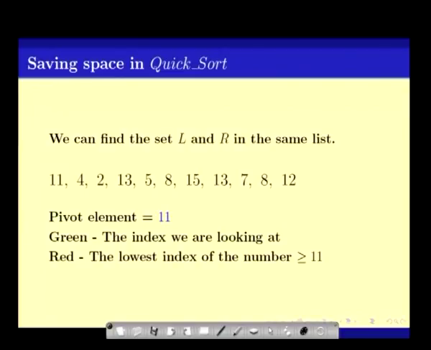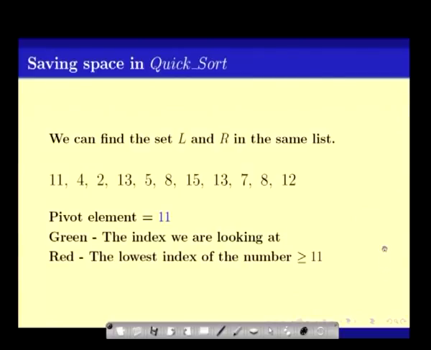I will instead explain this algorithm using this example, and it will be a question for you to go back and write the pseudocode of this algorithm and prove its correctness. So, let us start with the set S. Let it be of this form: 11, 4, 2, 13, 5, 8, 15, 13, 7, 8 and 12.